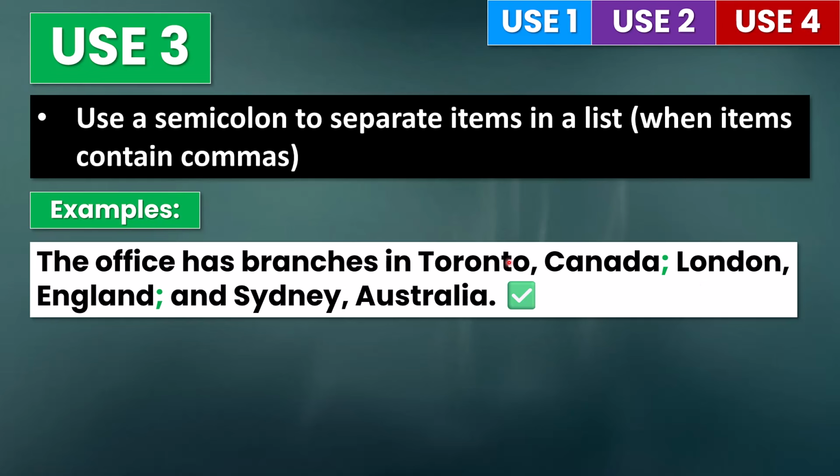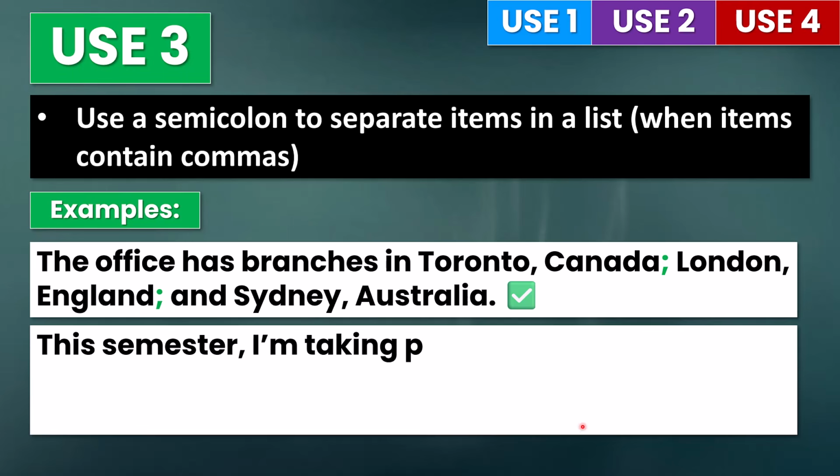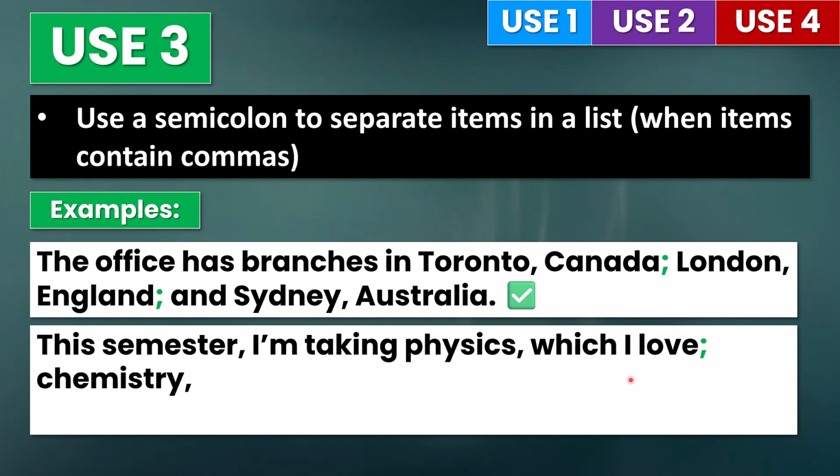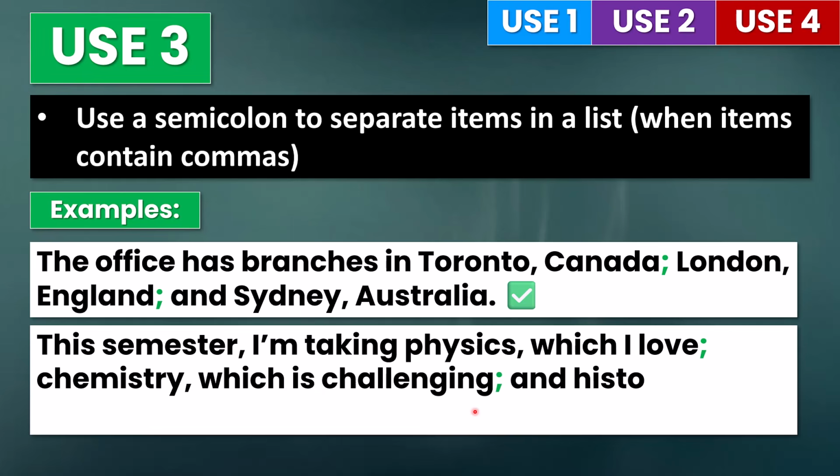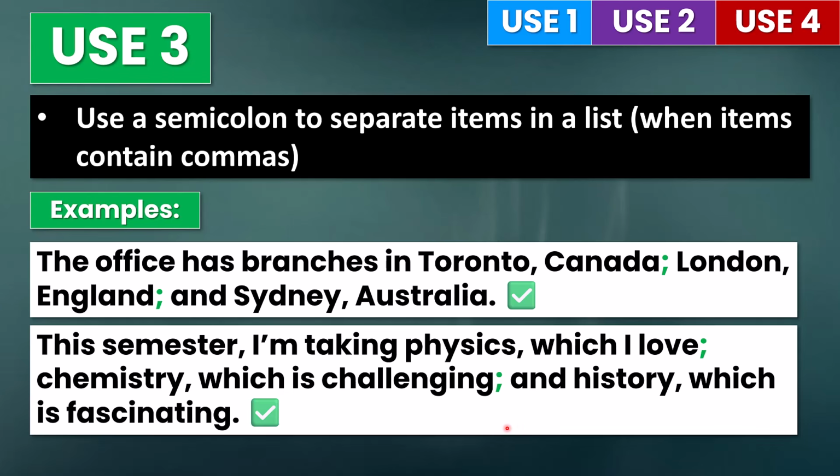Now, of course, this might be obvious. Of course, Toronto is in Canada and London is in England. So let's look at a different example. This semester, I'm taking physics, which I love; chemistry, which is challenging; and history, which is fascinating. You can see here, there are commas already in the list because I am giving my opinion on each of the subjects. Physics, which I love, chemistry, which is challenging. So by putting in the semicolons here, it's clear we're talking about 3 different subjects as well. And it just makes it easier for your eyes to read this list.